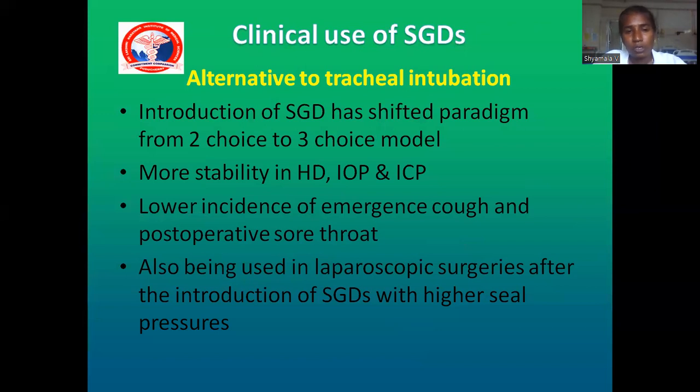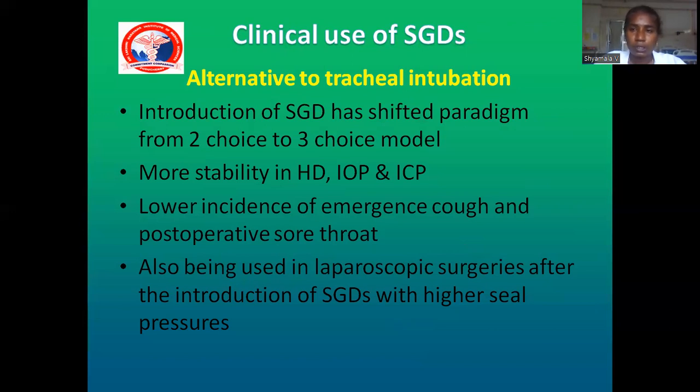It has more stability in hemodynamics, and also it has minimal effect on intraocular pressure and intracranial pressure. It has a lower incidence of emergence cough and postoperative sore throat because we are not involving the larynx. Here we are placing the supraglottic airway device just above the glottis, so we are not handling the trachea. So during extubation, there is a lower incidence of postoperative sore throat and also cough. And it is also being used in laparoscopic surgeries.